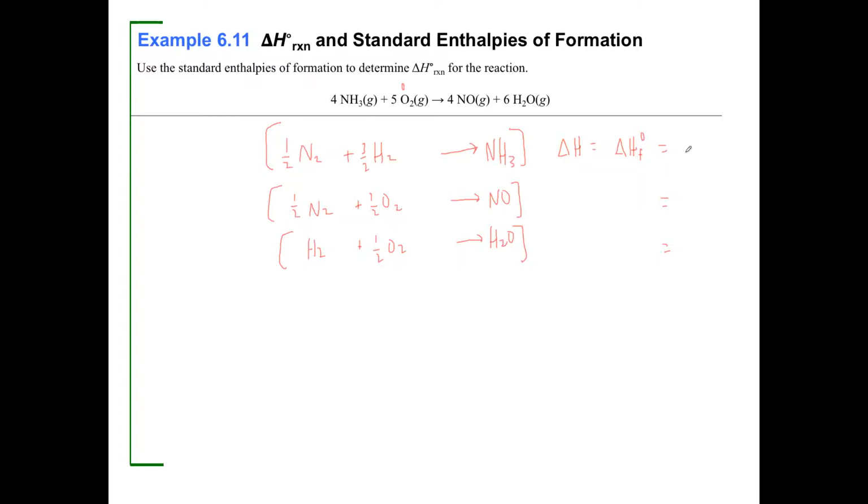Okay, so ammonia is minus 45.9. These are all going to be in kilojoules per mole. Nitric oxide is 91.3. And water, and what was this? Water as a gas, okay? Where is water in here? Don't tell me. See, there it is. Okay, minus 241.8. Now what I've got to do is figure out how I arrange these together to make them.